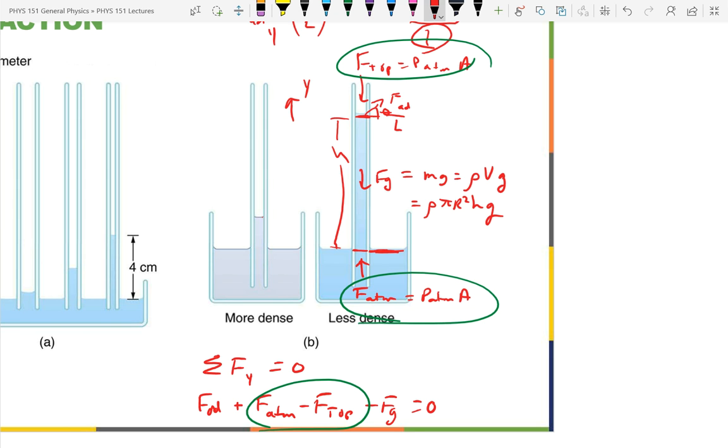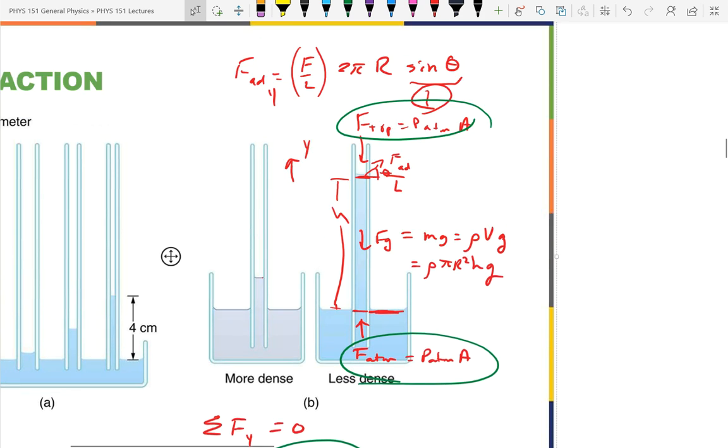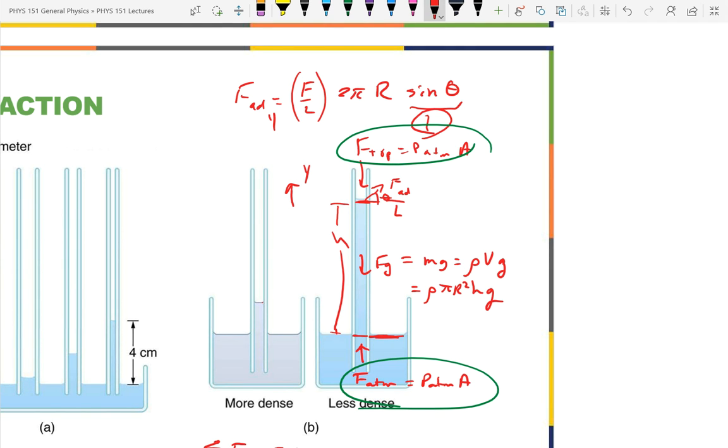Okay, so let's look at the force that's pulling up. What happens to the force that's pulling up as the radius changes? The force pulling up is this right here. As the radius increases, what happens to the force pulling up? It increases. So the upward force increases as the radius increases, which would tend to make you think it's going to have more capillarity with the bigger radius because the upward force is bigger.